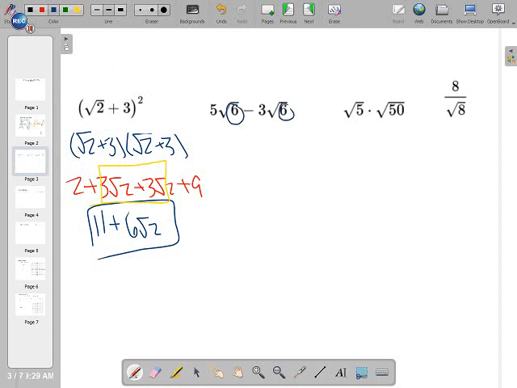We have more like terms in this problem. These are both radical 6's. So if you have 5 radical 6's and you take away 3 radical 6's, you're going to have 2 radical 6's.